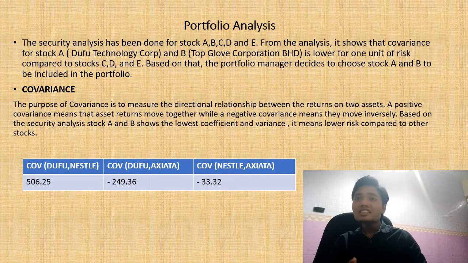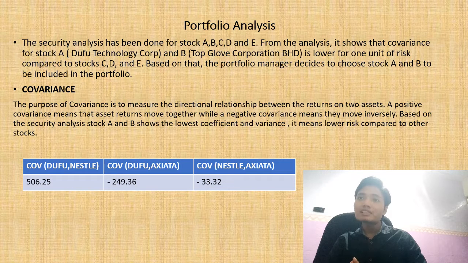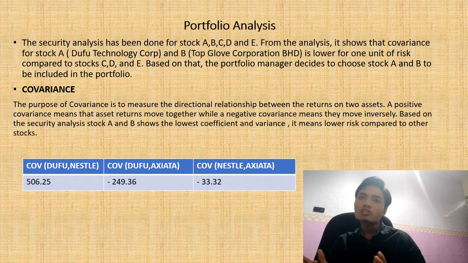The security analysis has been done for stock A, B, C, D and E. From the analysis, it shows that the covariance for stock A, Dufu Technology Corporation, and B, Top Glove Corporation Berhad, is lower for one unit of risk compared to stock C, D and E. Based on that, the portfolio manager decides to choose stock A and B to be included in the portfolio.